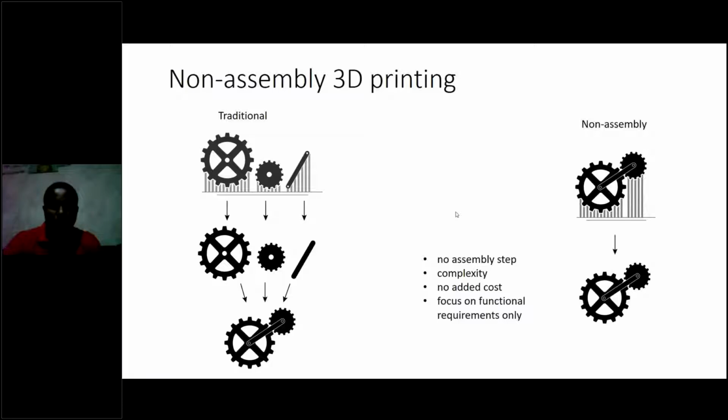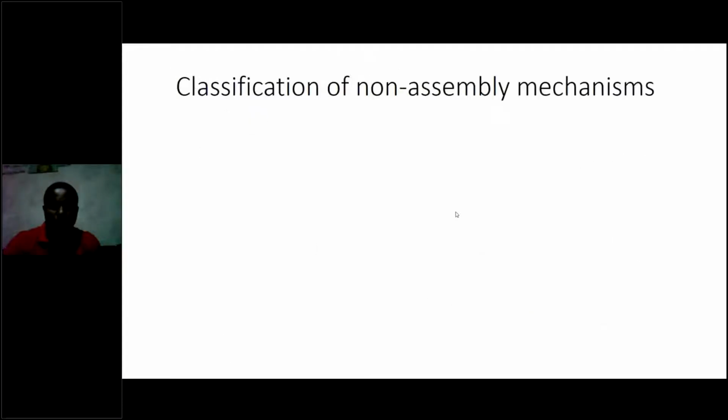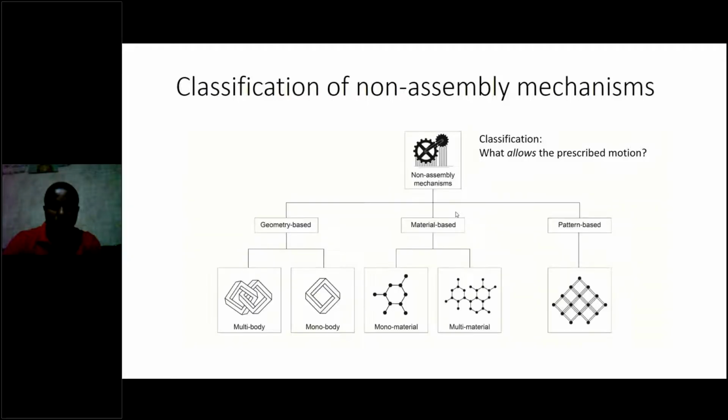And this is why I started by doing a literature review to see what examples of non-assembly mechanisms are already out there. This literature research has resulted in a classification, which is based on the question: what really allows the prescribed motion within the mechanism? So this is the classification that resulted from this.